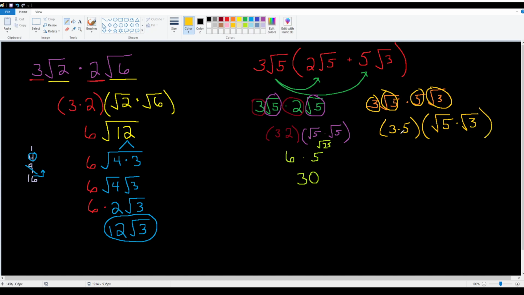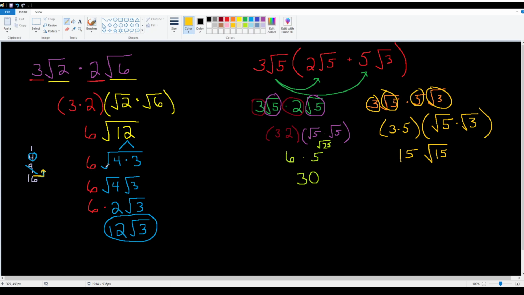So here I multiply the 3 times 5, which gives me 15. I multiply the radical 5 times the radical 3, which gives me radical 15. But again, I need to make sure that radical 15 is completely simplified. So I go and I say, all right, if I go over to my perfect squares, I look, here's 15, so I'm using everything above 15.